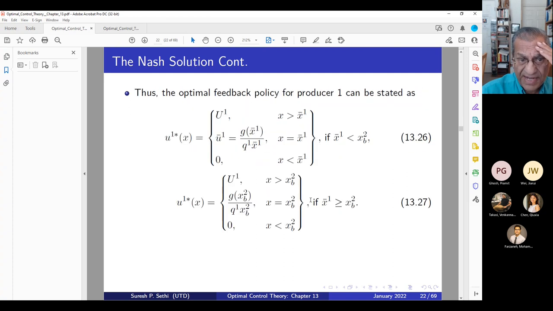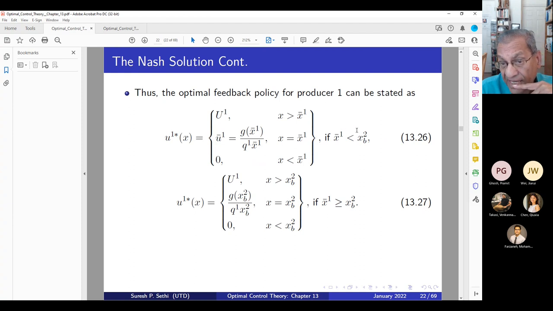So now I can write an optimal feedback policy, but I haven't proved it. I will prove it using Green's theorem, but I can write this policy. And so let me just take a couple of minutes here. U1 star is the first guy. What is he going to do? For X bigger than X1 bar, he's going to fish like mad.